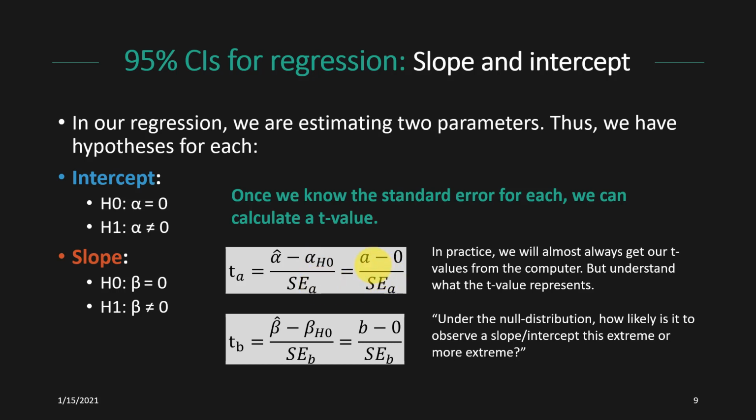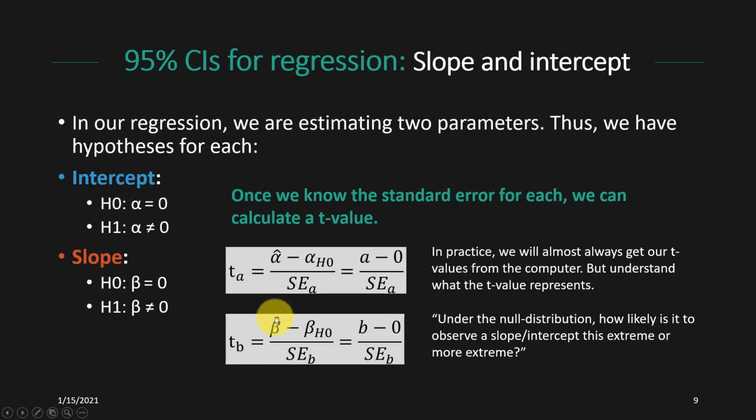Most of the time, that's going to be what we observed in the sample minus 0, because under the null hypothesis, we assume that the true intercept is 0. And then we'll divide by the standard error, and that ratio will give us a t-score. Similarly for the slope, the t observed there is what we observed in our sample, right?